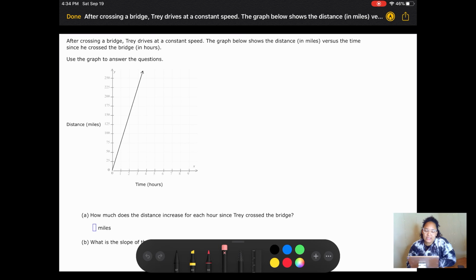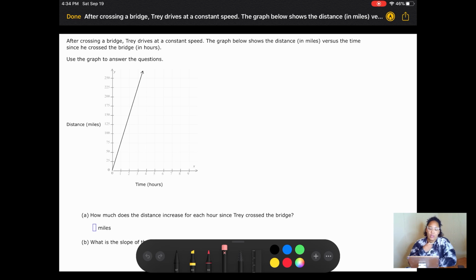Right, so the question says, after crossing a bridge, Trey drives at a constant speed. The graph below shows the distance in miles versus the time since he crossed the bridge in hours. Use the graph to answer the question. So the graph is there and it says, how much does the distance increase for each hour since Trey crossed the bridge? And what is the slope of the line?